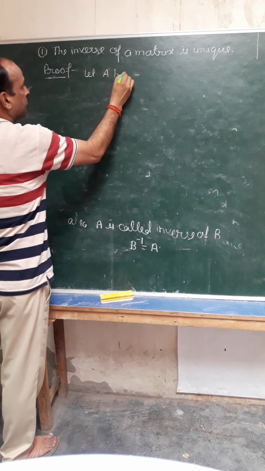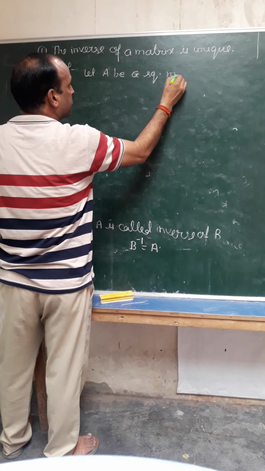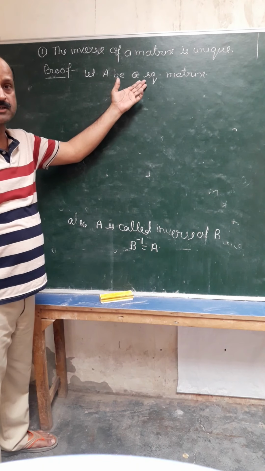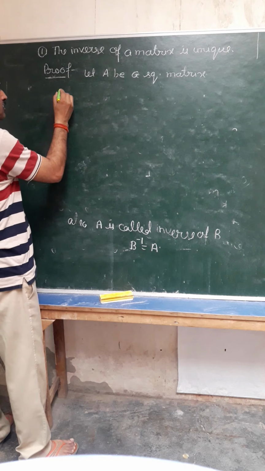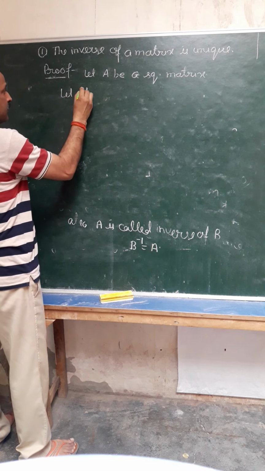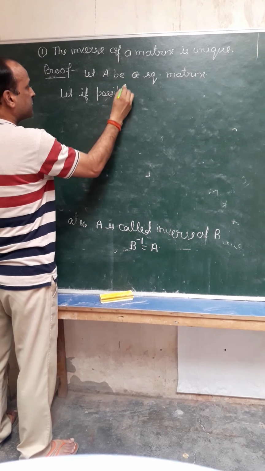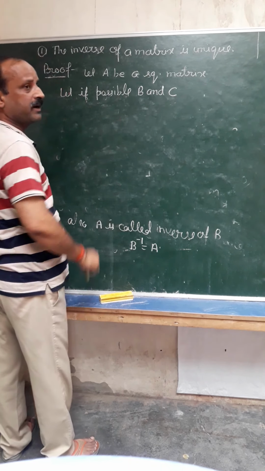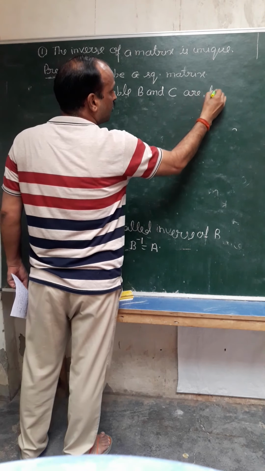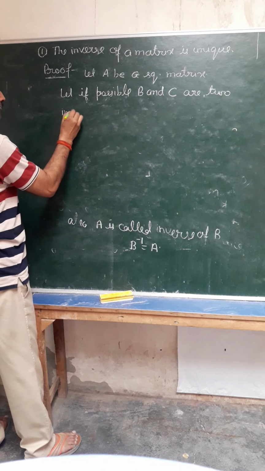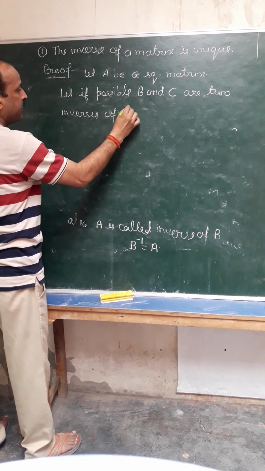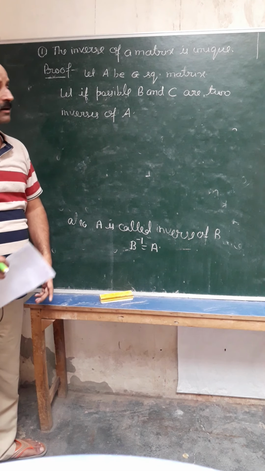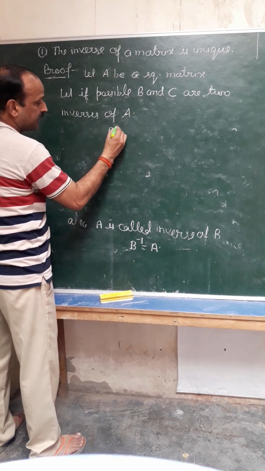Let A be a square matrix. Obviously, if an inverse exists, it will be of a square matrix. Again, let, if possible, B and C be two matrices, two inverses of A. B and C are two inverses of A.